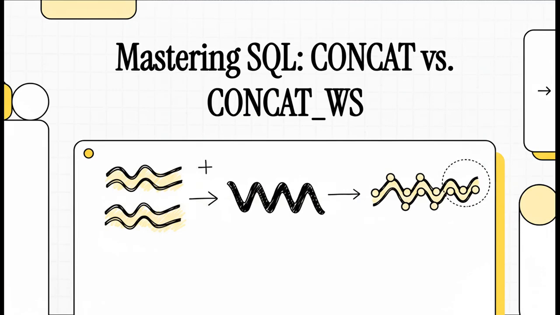All right, let's talk about something we all have to do in SQL, combining text. Today, we're going to master two really useful functions for this, concat and concat_ws. Now, they sound almost the same, but trust me, knowing when to use which one, that's the key to writing some really clean and efficient code.